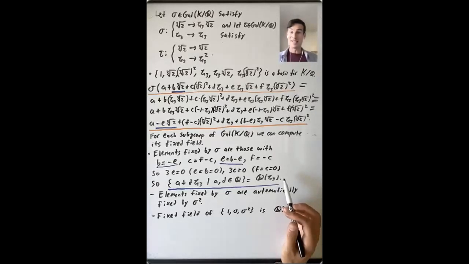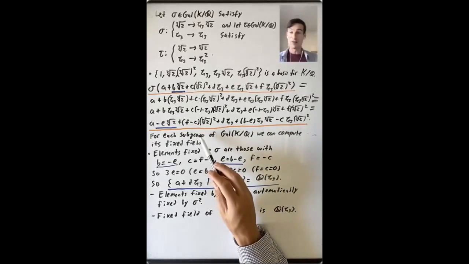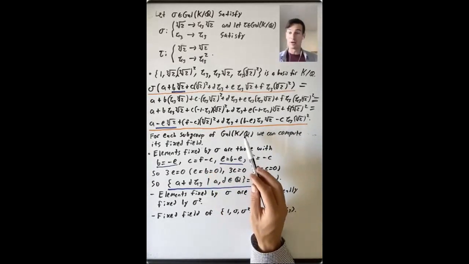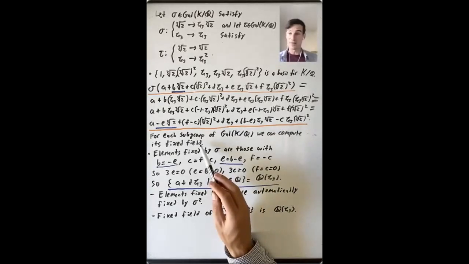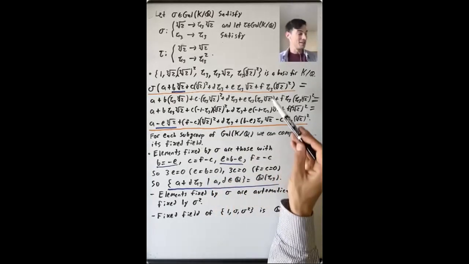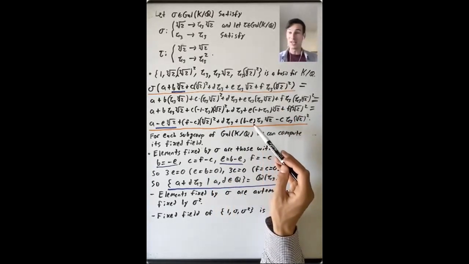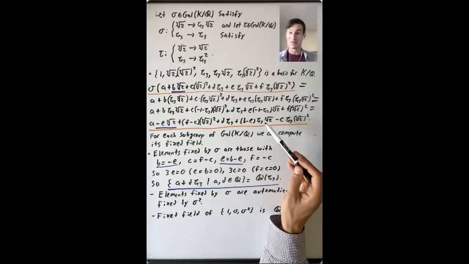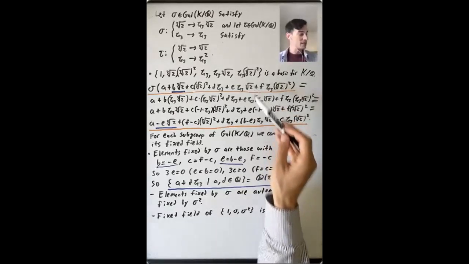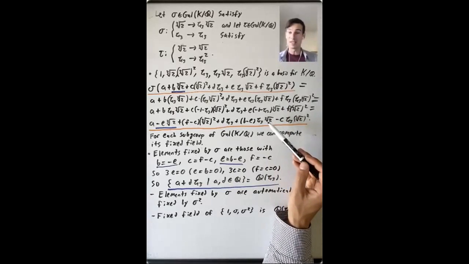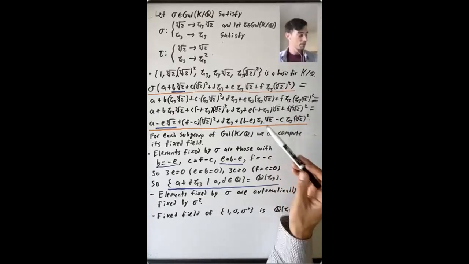We now have a nice description of this Galois group of K over Q. And now for each subgroup of this Galois group, we can compute its fixed field. So to do this, I wanted to leave up this computation of what sigma does to an element of K, because now we can see what it means for an element of K to be fixed by sigma.